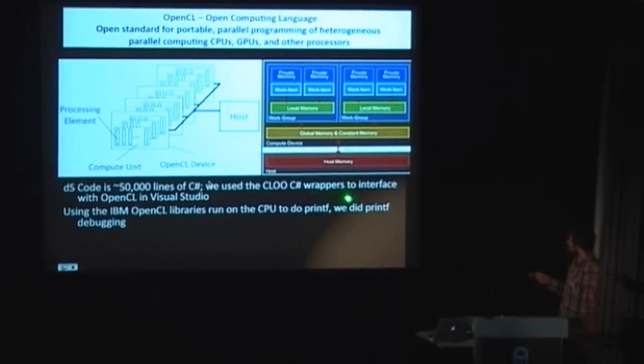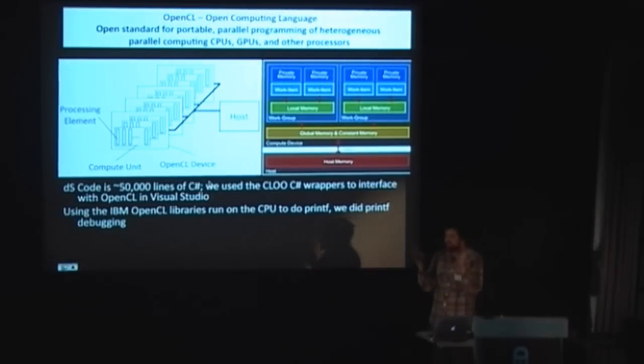So there's C# wrappers to interface with OpenCL, and they bolt right into Visual Studio. To do debugging, we use IBM OpenCL libraries. And we actually did the debugging by running the OpenCL on the CPU to do all our printfs and debugging. So once we knew it worked on the CPU structure, because we had that hexacore hyper-threaded thing, then we ported it to our GPUs.